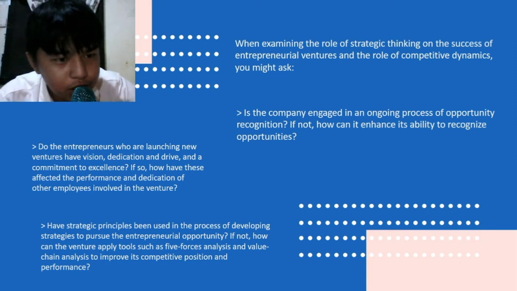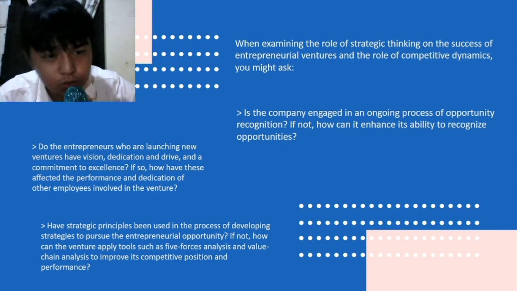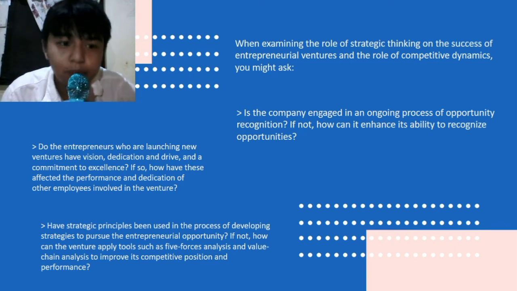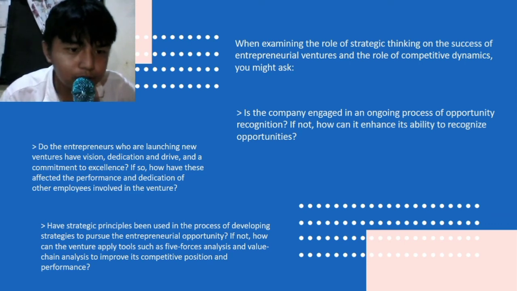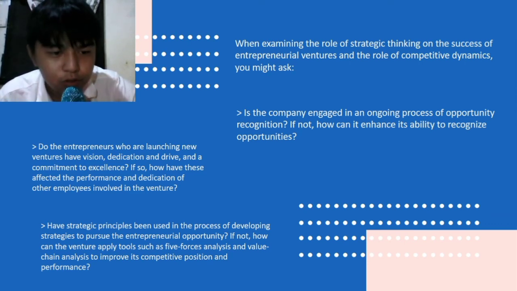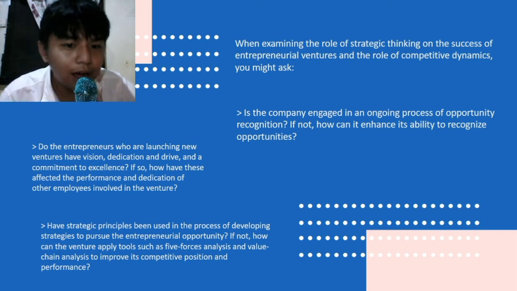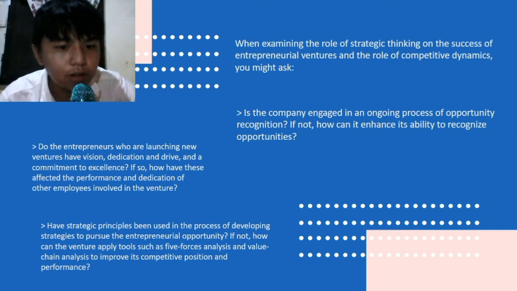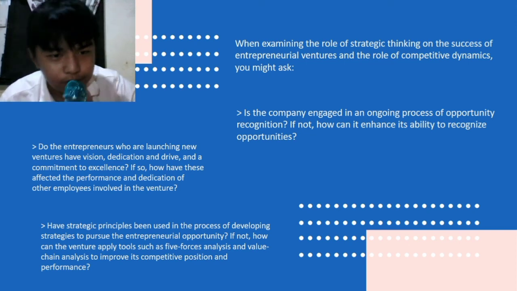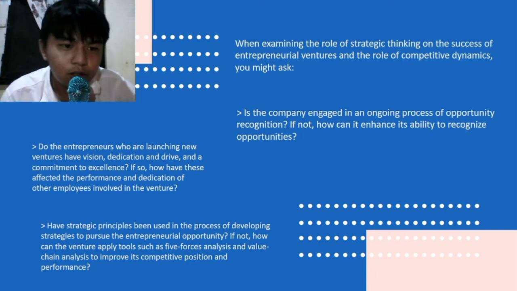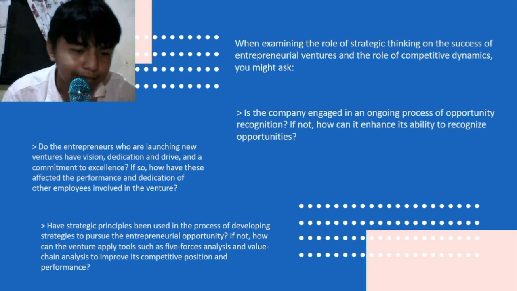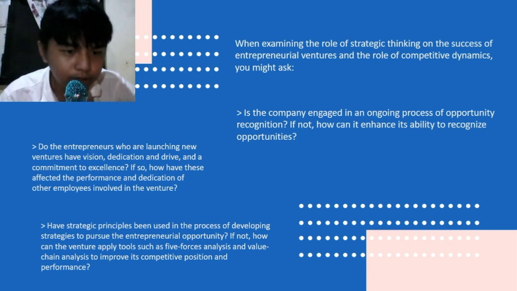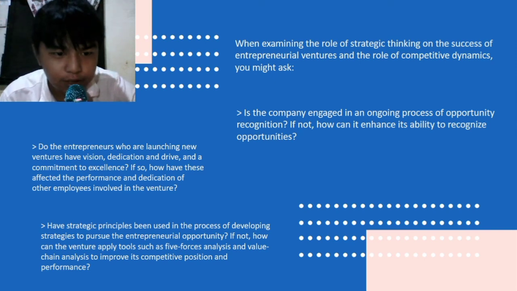Do the entrepreneurs who are launching new ventures have vision, dedication, and drive and a commitment to excellence? So, do the entrepreneurs, the people who are actually implementing the decisions, have the right personality? Do they have the right drive to actually push success? If so, how has this affected the performance and dedication of other employees involved in the venture? Because motivation is contagious. If the majority of people have the correct vision and dedication, it's likely that the entire team will eventually manifest those traits and therefore will have a higher likelihood of success.